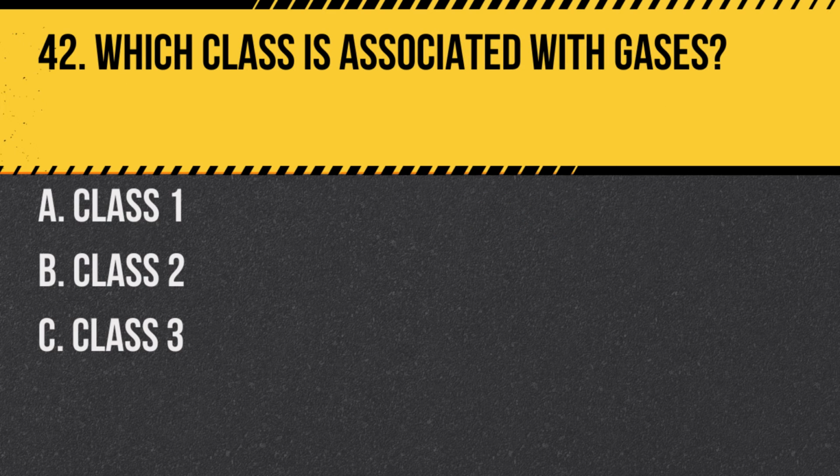Question 42. Which class is associated with gases? A. Class 1. B. Class 2. C. Class 3. Answer: B. Class 2. Gases fall under Class 2.